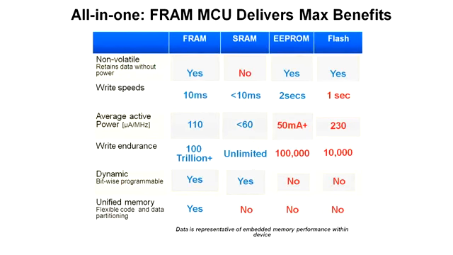You only have to buy a single part. So if we look at the details here, non-volatility, of course, SRAM does not have that. Write speeds for FRAM down in the 10 millisecond range. Average active power down in the 110 microamp per megahertz. Write endurance 100 trillion plus. Bitwise programmability, unified memory inside there.